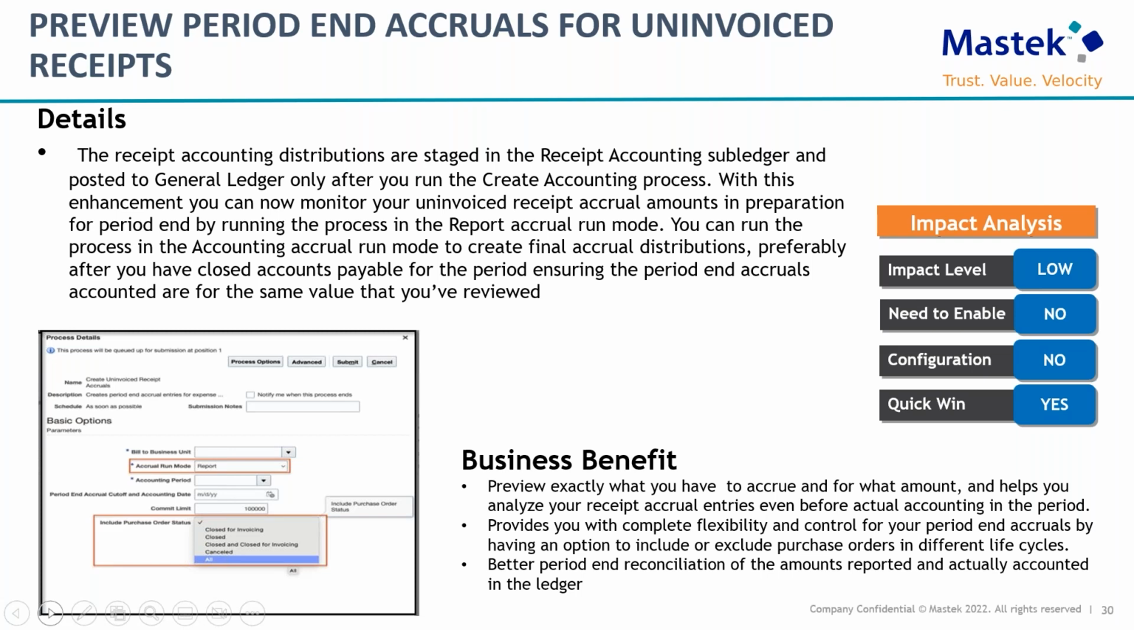The business benefit that the business can extract out of it is they can preview exactly what you have to accrue and for what amount, and help you analyze your receipt accrual entries even before actual accounting in the period. It provides you with complete flexibility and control for your period end accruals by having an option to exclude purchase orders in different life cycles. Better period end reconciliation of the amounts reported actually accounted in the ledger.